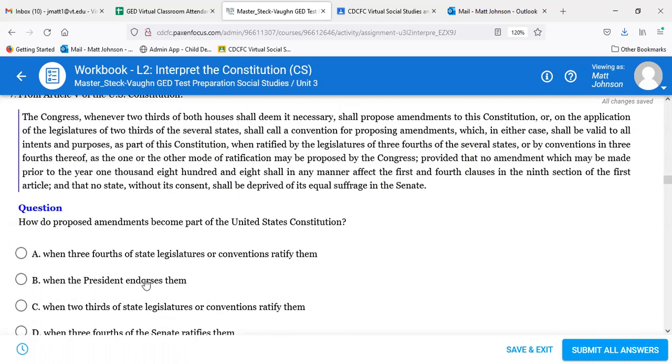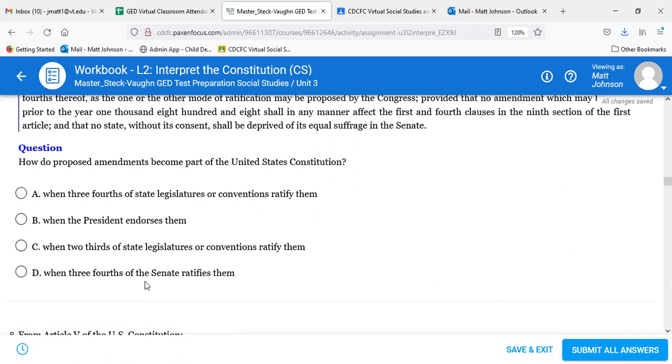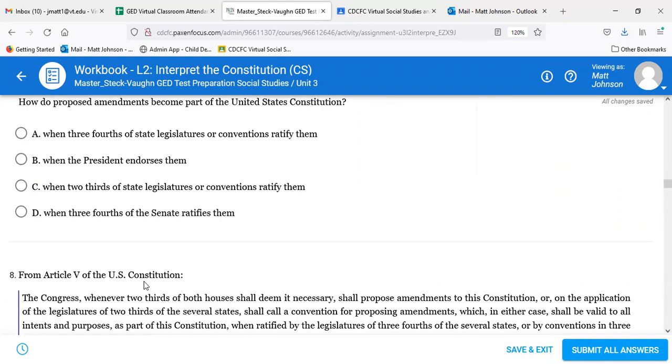All right, and let's see, number 7. Edda, you want to read number 7?